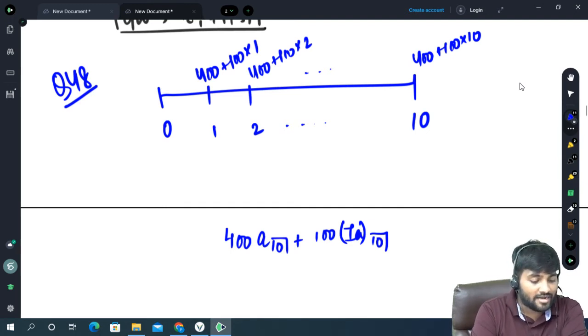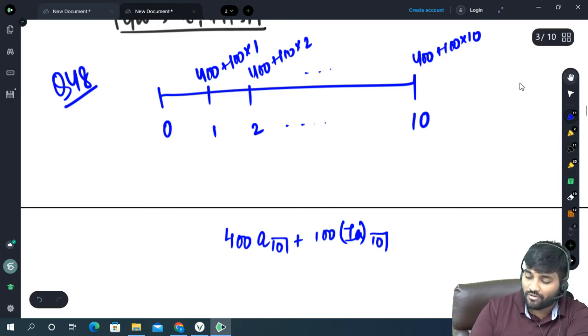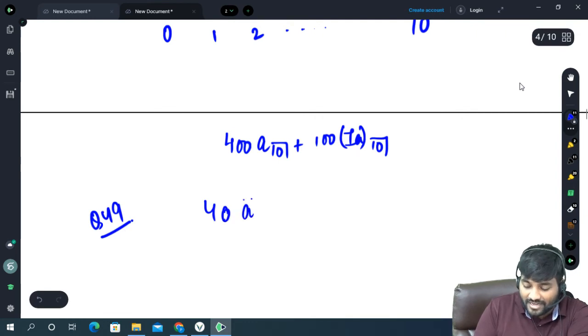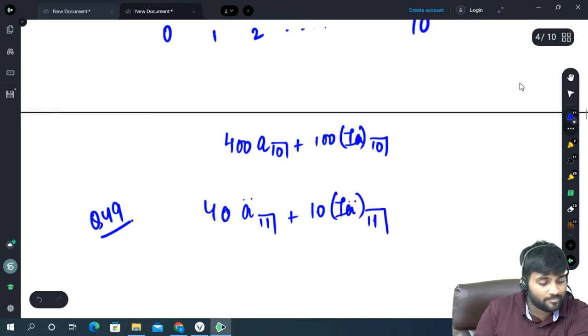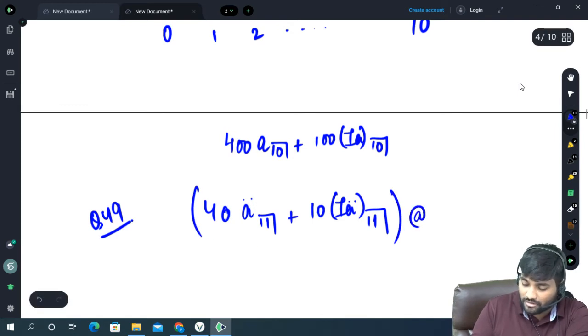Okay. Interest rate is given. And it is also increase. So how we will do? Directly I am doing it. Question number 49. Directly I am doing it. How to solve this? Tell me. 40 A due 11 plus 10 I A due 11. Clear everyone? Okay. At the rate what? 4.2%. Okay.